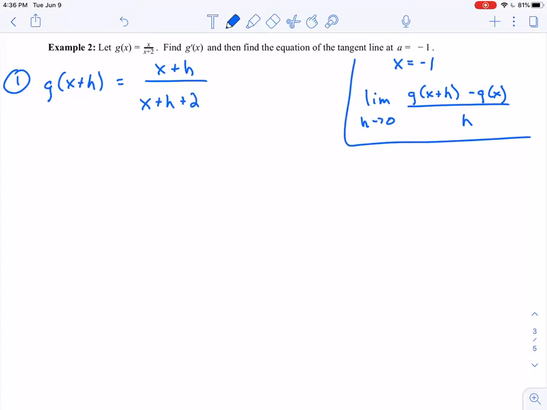Step 2, g of x plus h, I'm going to take what I found in the last part, which is this piece right here, and then I'm going to subtract my original function, g of x. So I'm going to take x plus h over x plus h plus 2 minus my original function, which is g of x, that's up here, x over x plus 2.